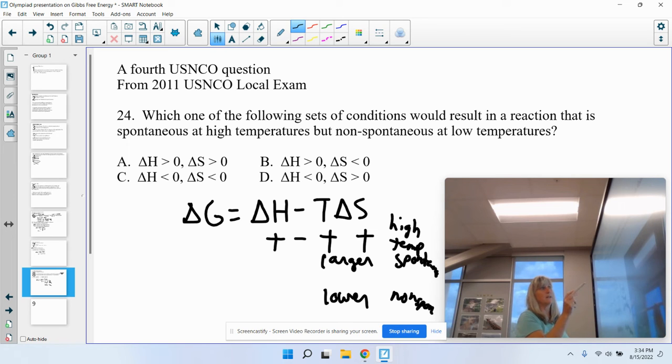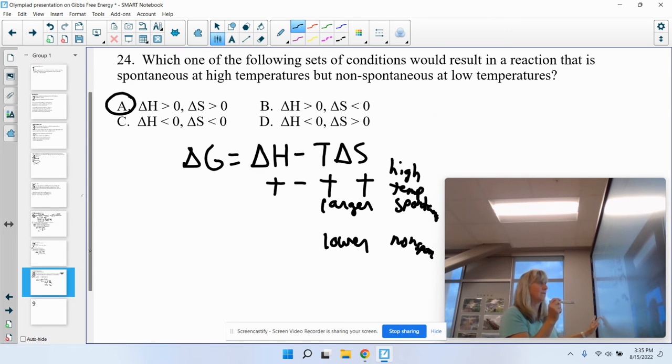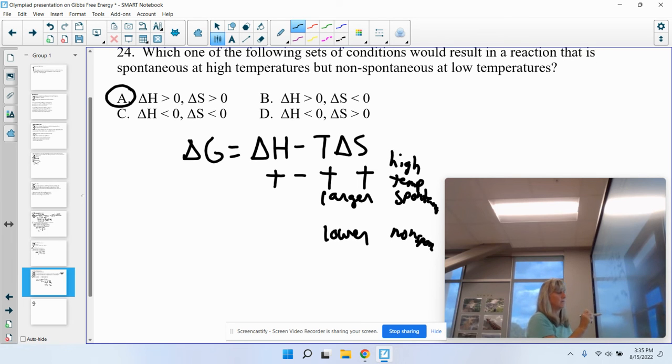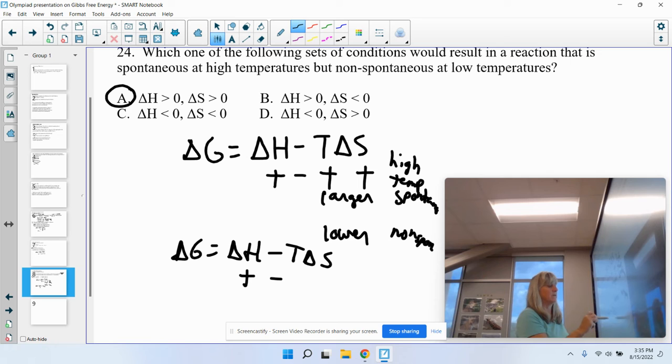Okay, so in this case, this question saying when would it be spontaneous at high and non-spontaneous at low? That's the answer. Those are your conditions. So the answer would definitely be A. Just looking at the other possibilities, if delta H is positive and delta S is negative, which is B, so again, plugging in those values. So if delta H is positive, but delta S is negative, then we have a plus and a plus.